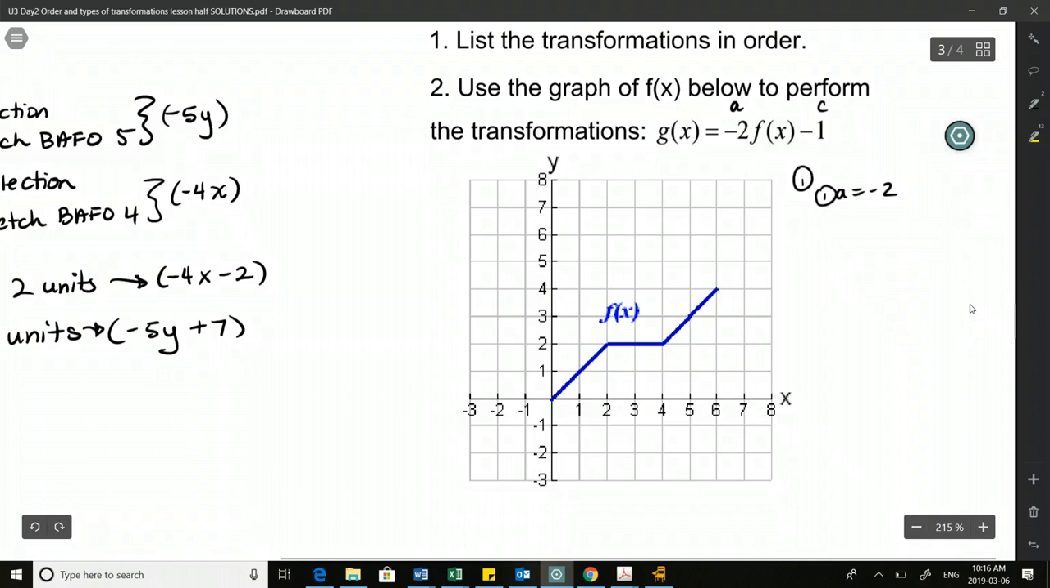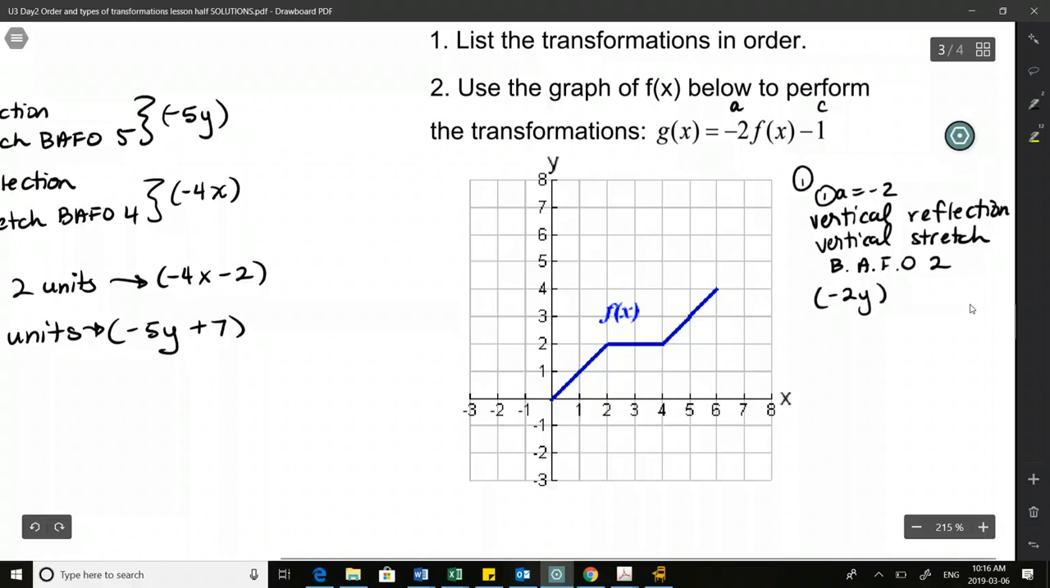Katie? Yep. Very good. So vertical reflection, that's the negative part, and a vertical stretch by a factor of 2. And if you want, we can just use BAFO for by a factor of. Okay, so mathematically, we're going to take our y's and multiply them by -2.